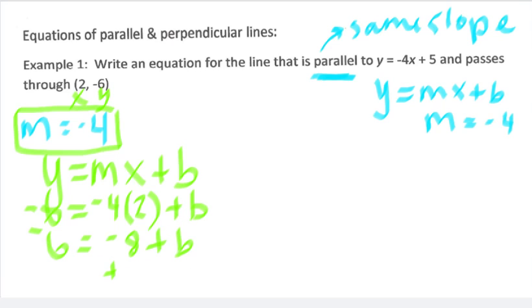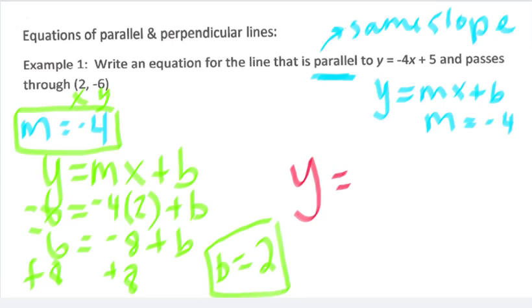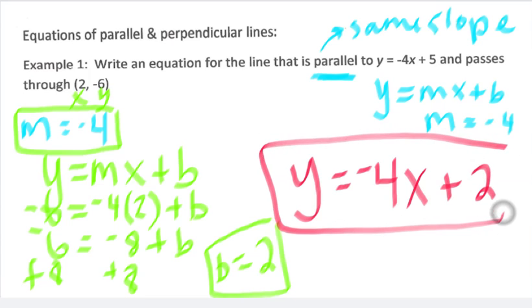Now we're going to add 8 to both sides. So our b is equal to 2. Now we're just going to use this m and the b, and we're going to rewrite the equation of the line. So y equals -4x plus 2. And that would be your answer.